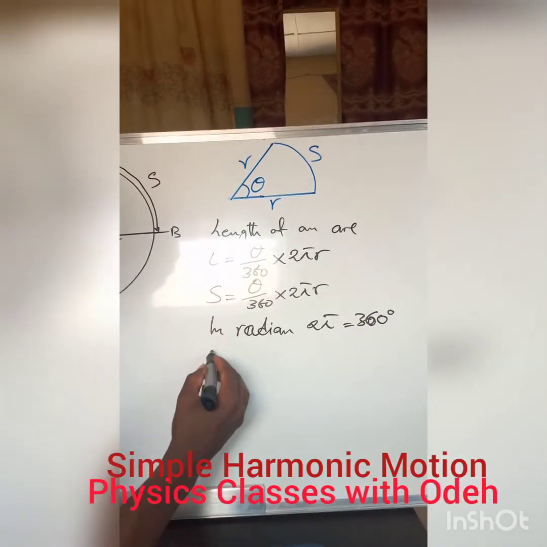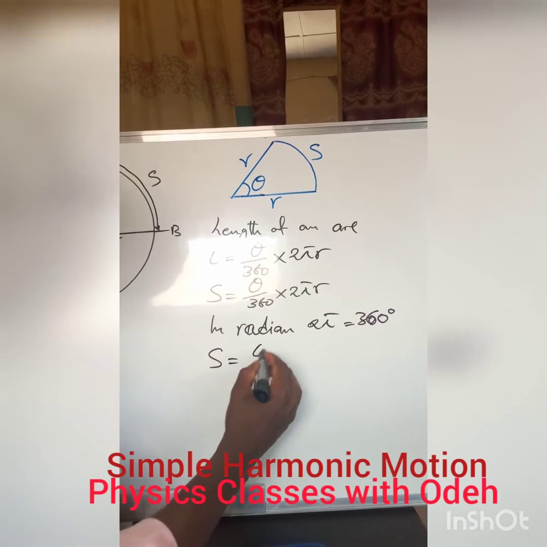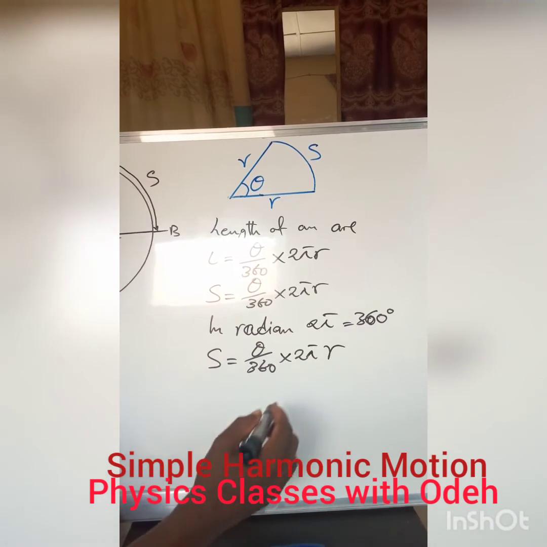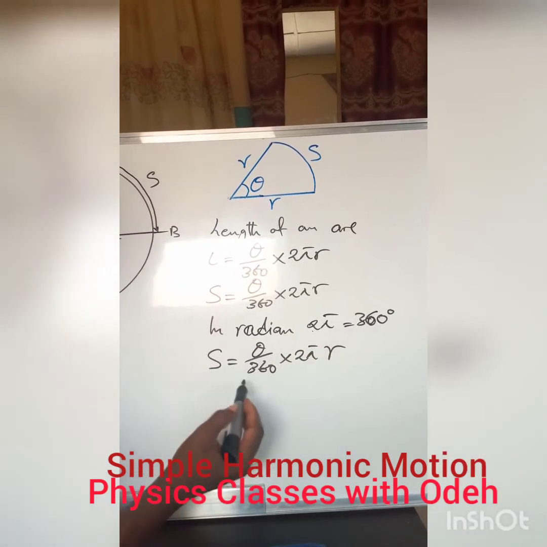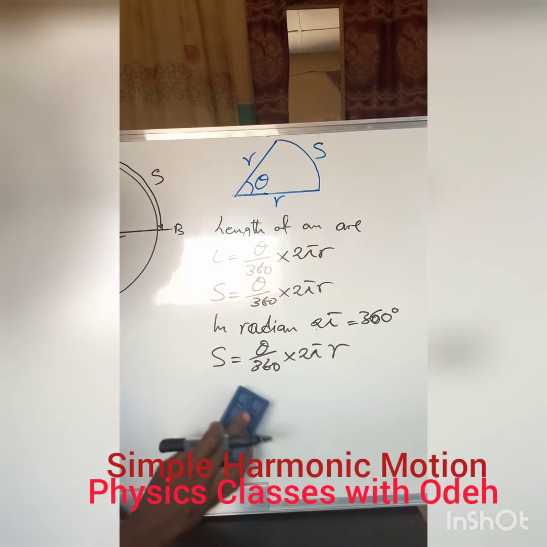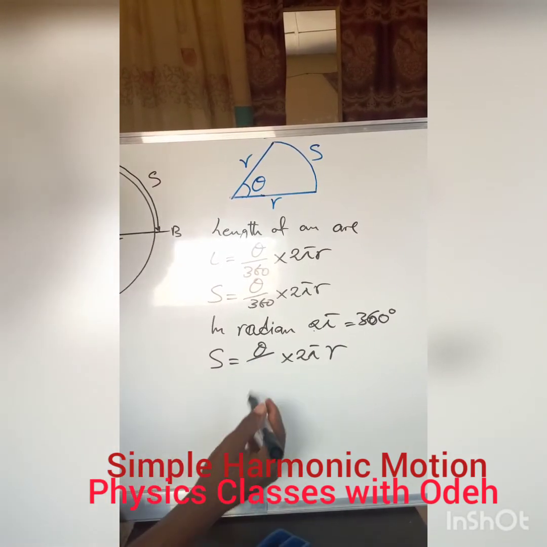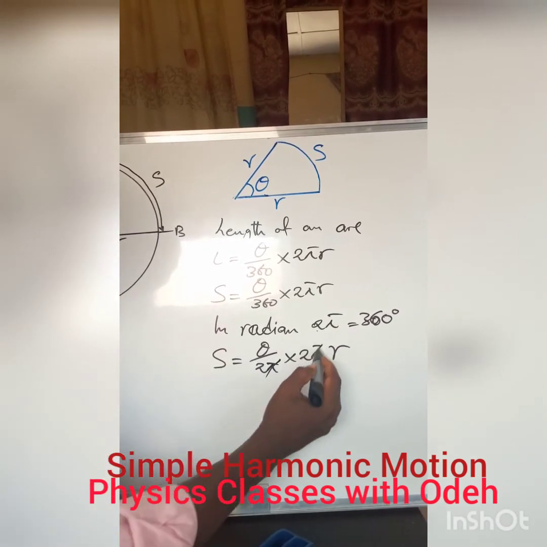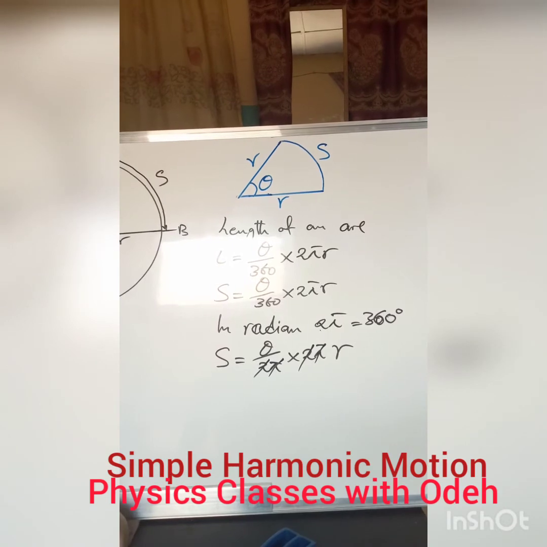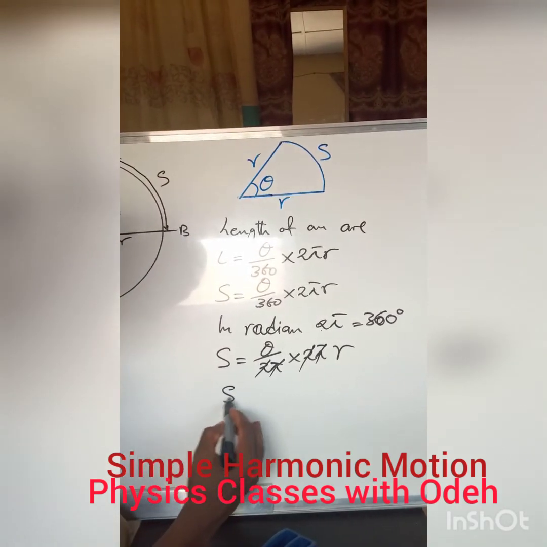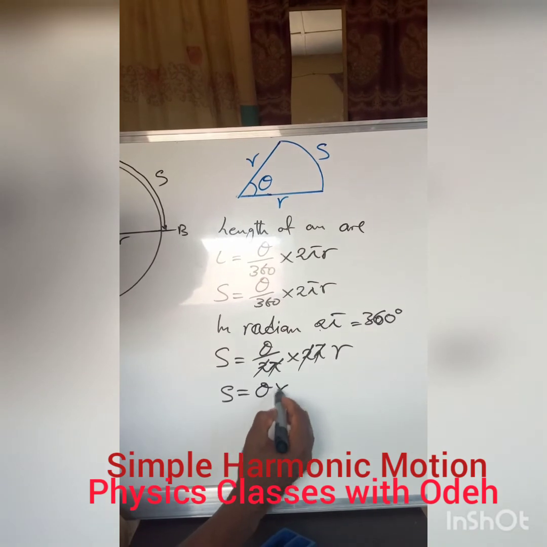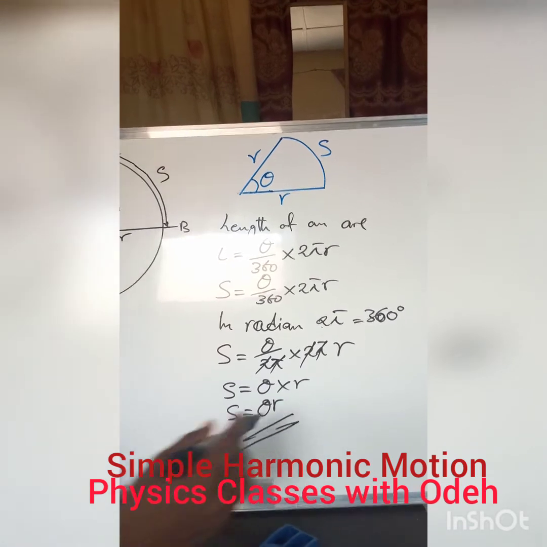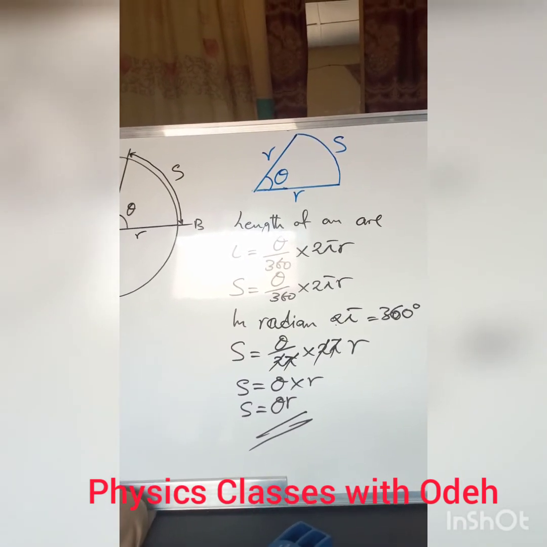So here we can now see that what? S is equal to theta all over 360 times 2 pi r. Since 2 pi is equal to 360, then we can now clean our 360 and write 2 pi. And if that is the case, then we can now cancel out. 2 cancels 2, pi cancels pi. And that will give you that S is equal to theta times r. S is equal to theta r. The formula for displacement in simple harmonic motion.